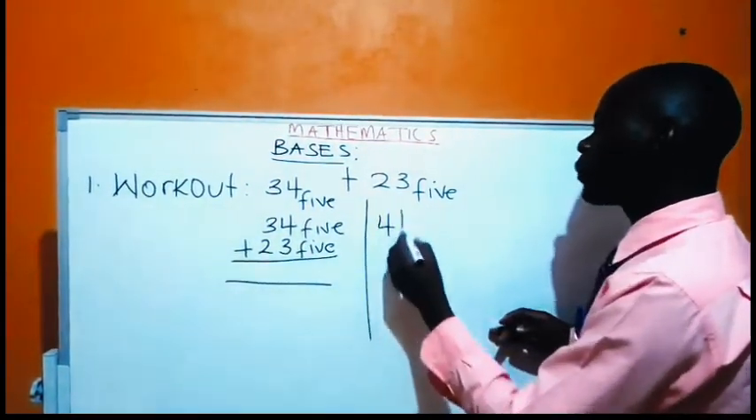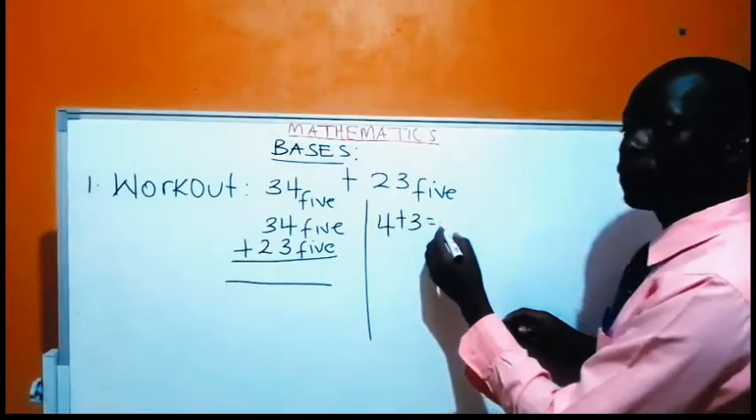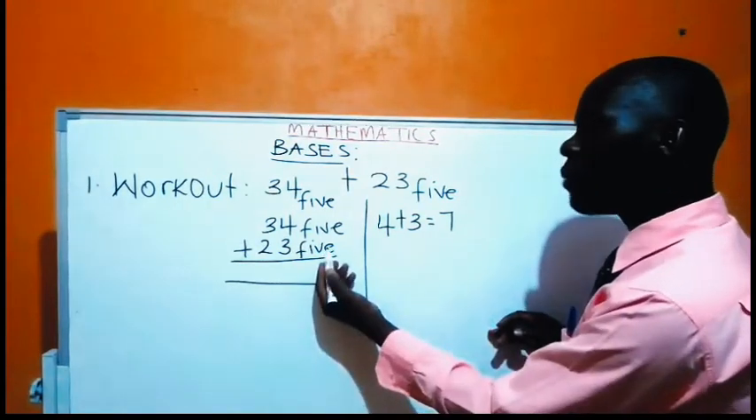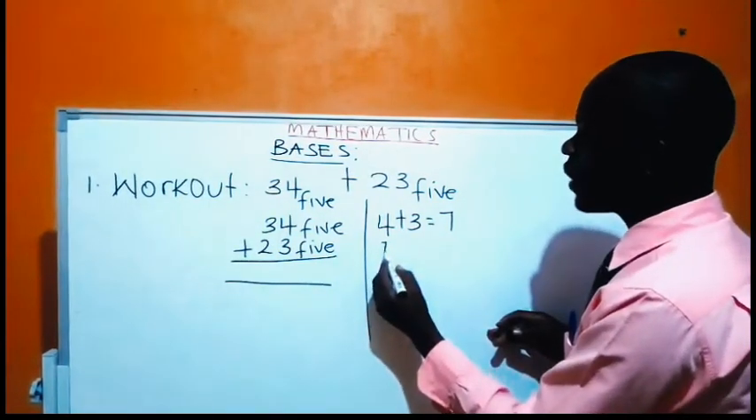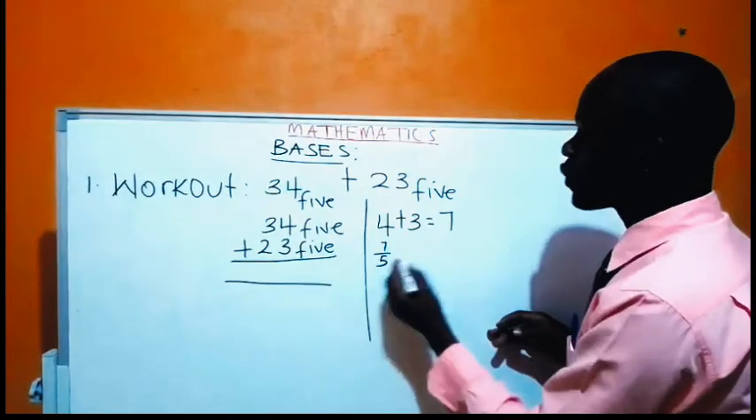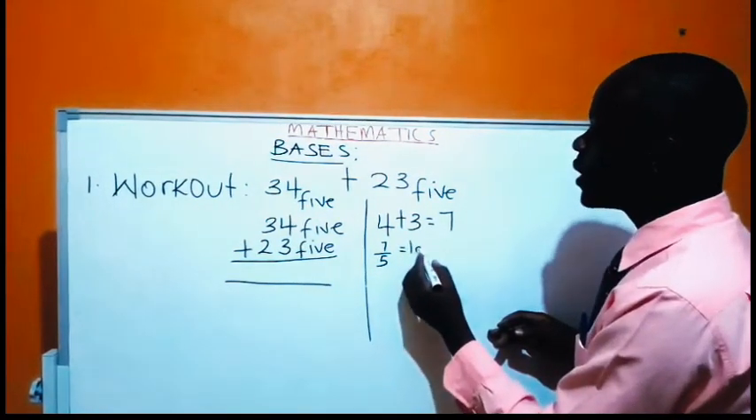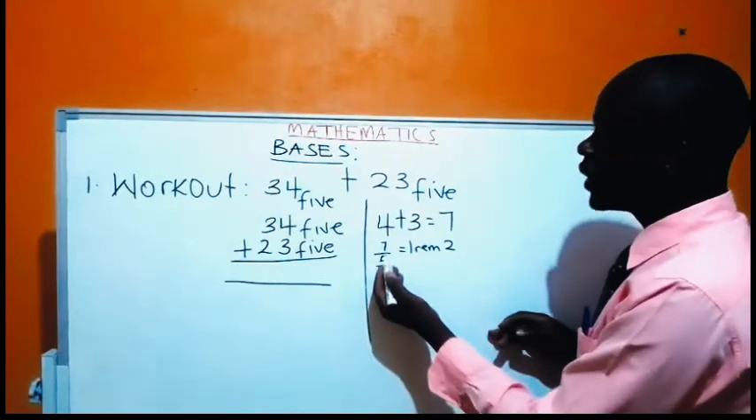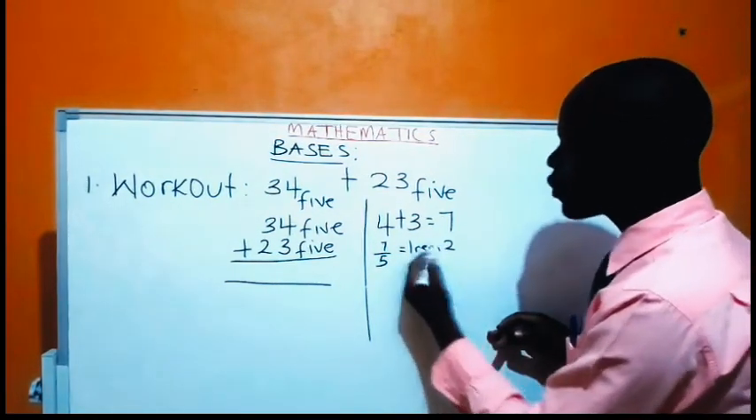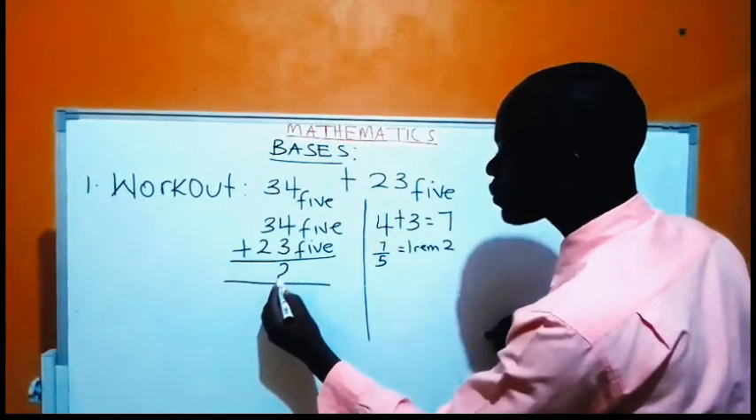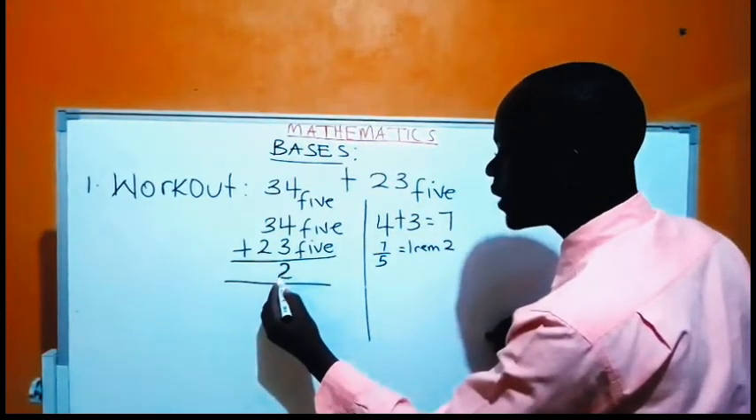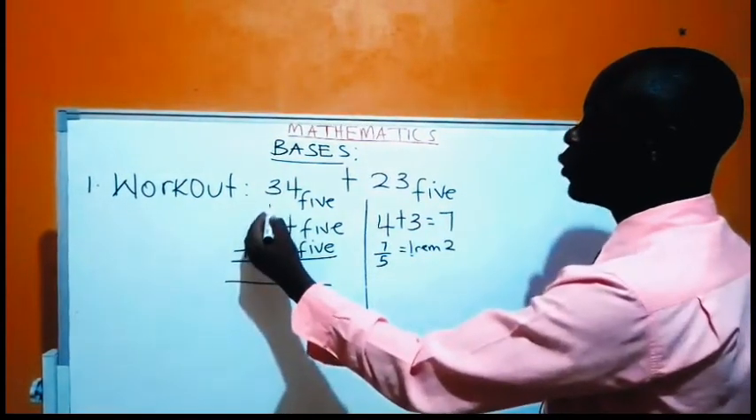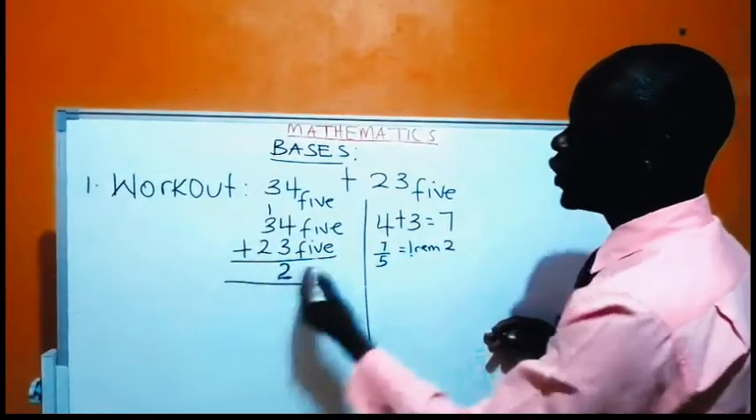So this is 4 plus 3. What is 4 plus 3? 7. So what is this 7? You can't write 7 under base 5, but instead you can divide 7 by the base, which is 5. You will get 1, remainder 2. Each of these people will get 1, 1, 1, 1, 1. You remain with 2. So this remainder is what I told you: you write the remainder. Then the quotient, the answer you get here, is what you regroup to the next place value. This one is ones.